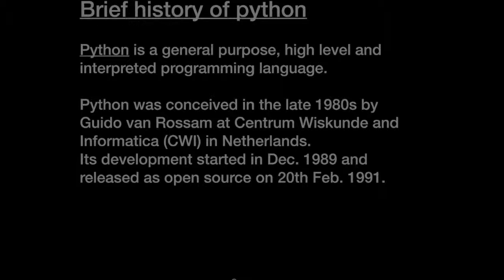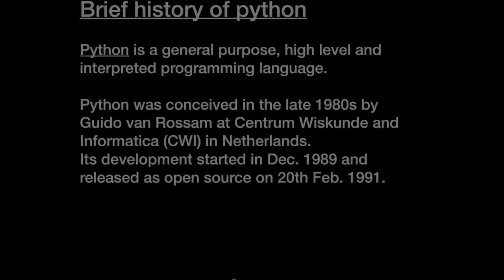Brief history of Python. Python is a general purpose, high level and interpreted programming language. Python was conceived in the late 80s by Guido van Rossum at Centrum Wiskunde and Informatica in Netherlands. Its development started in December 1989 and released as open source on 20th February 1991.